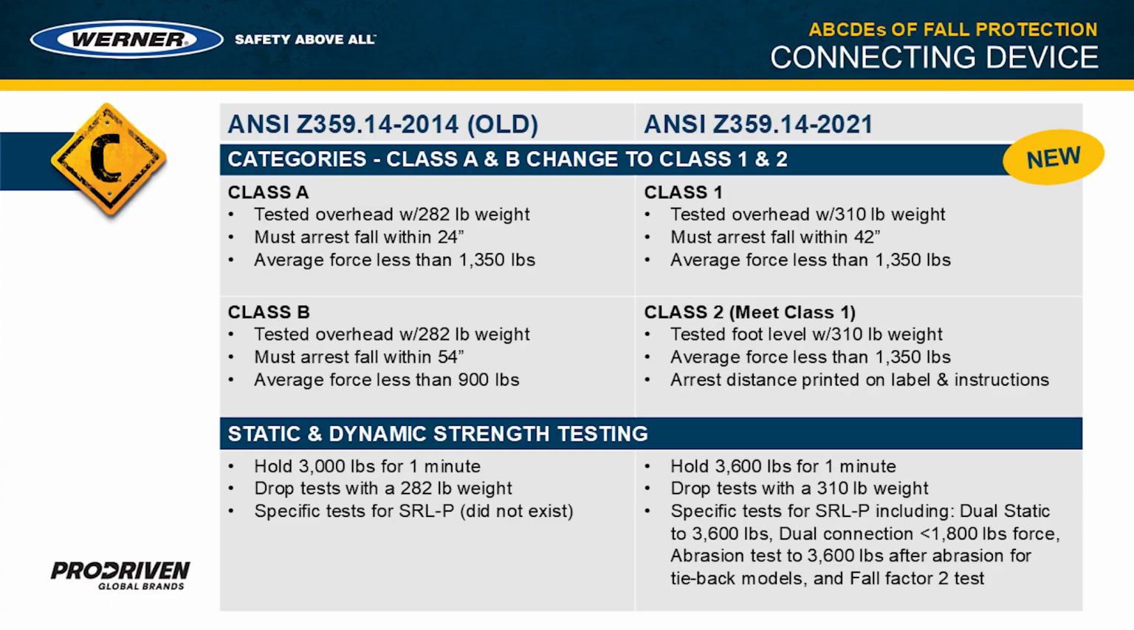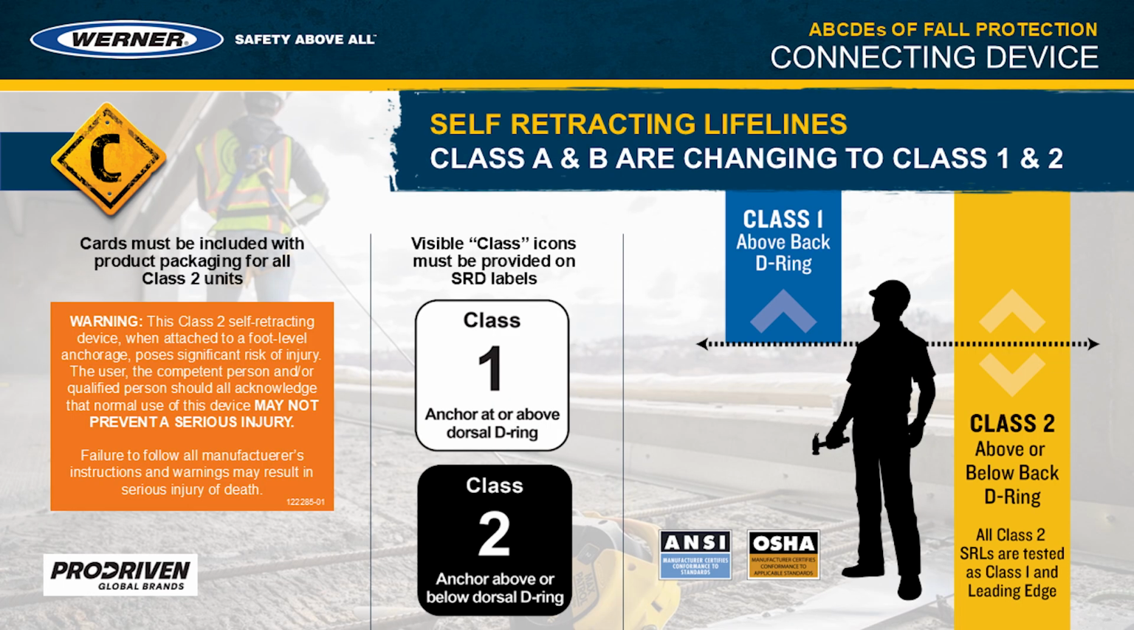We can't talk about connecting devices without emphasizing the importance of understanding the ANSI standard that took effect August 2022 for SRLs. The key component is the evolution of Class A and B to Class 1 and Class 2 SRLs. We'll provide links at the end of this presentation for more detail around Class 1 and Class 2. But the key difference is where they are anchored in relationship to the back D-ring on the body harness.